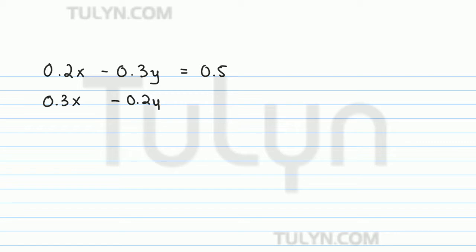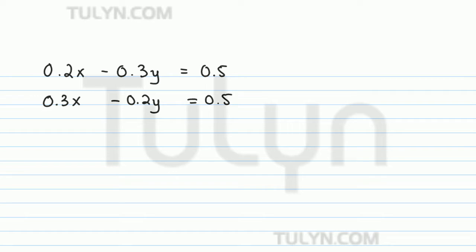So 0.2x minus 0.3y equals 0.5 is one equation, and then 0.3x minus 0.2y is equal to 0.5 is the other equation.